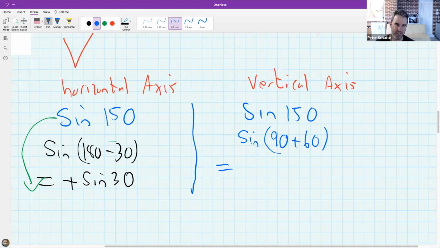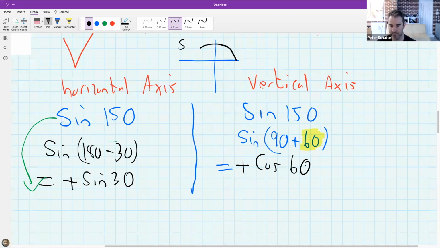So you always ask yourself, is sine of 150 going to be positive or negative based on the CAST diagram? For 150, sine is positive, so this has to be positive. Because this original thing was positive, it can't suddenly become negative. But because we are using the nearest vertical axis, it changes from a sine to a cos, and we get plus cos 60.